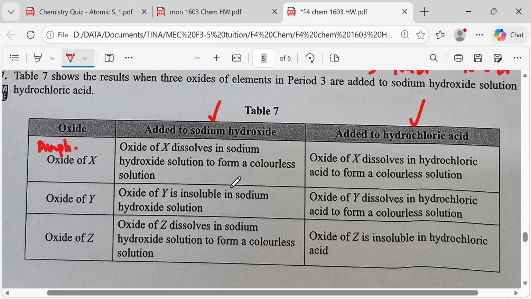Oxide of Y is insoluble. It doesn't react with sodium hydroxide, but it reacts with acid, so it is a basic oxide. Itself is a base. Then this one dissolves in but doesn't react with it. So what is this? Acidic. Get it? Okay.